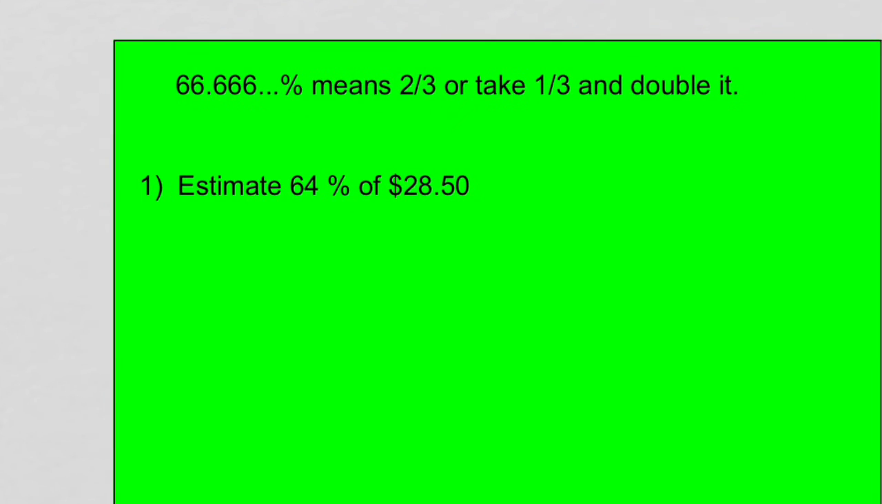So look at this one here. You recognize that 64% is close to 66 6/10 repeating percent. And then you want your second number, your amount, to be something you could easily divide by 3. We might make $28.50 30. We might make it 27 because both of those are divisible by 3. Let's go with 30.